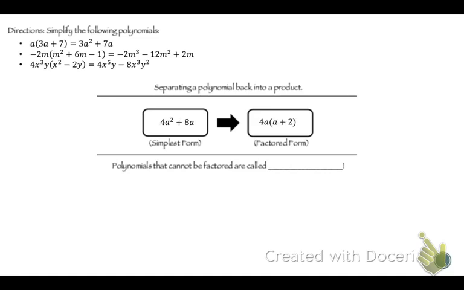All right, so the simplest form is when it's not factored. So what we got as our equals there. Our factored form is when you pull out what goes into all of it. And then polynomials that can't be factored are called prime.